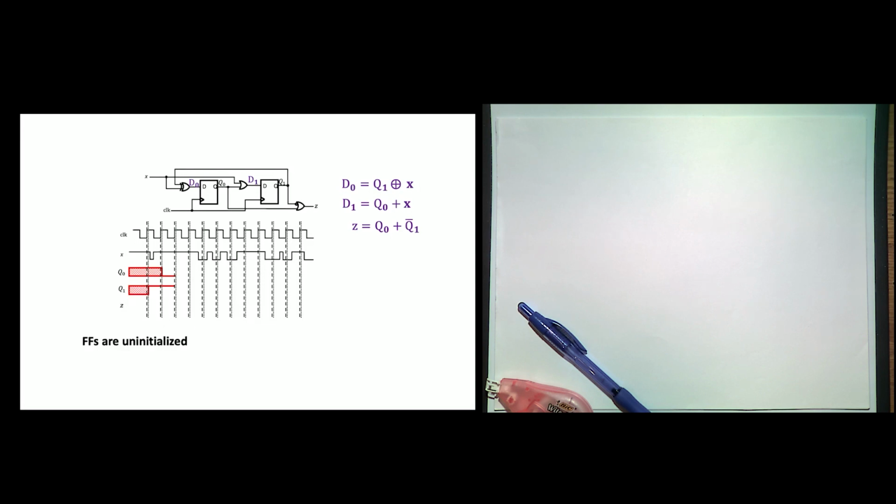At this point, I don't have to worry about unknowns anymore because both my flip-flops have known values, and X is known, so there's no way I can get an unknown now. Okay. What happens to Q0, next clock edge?